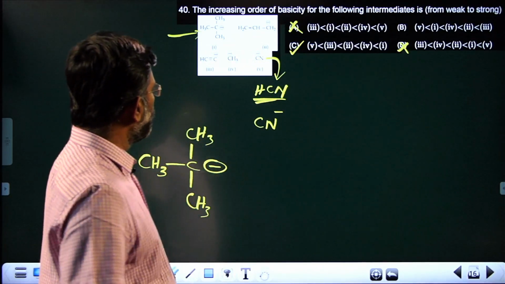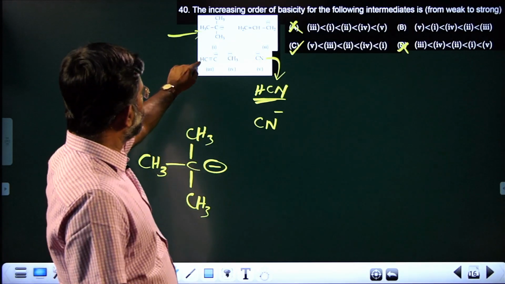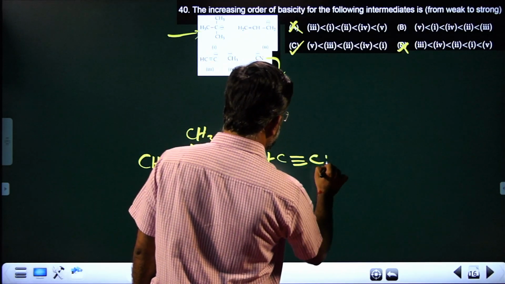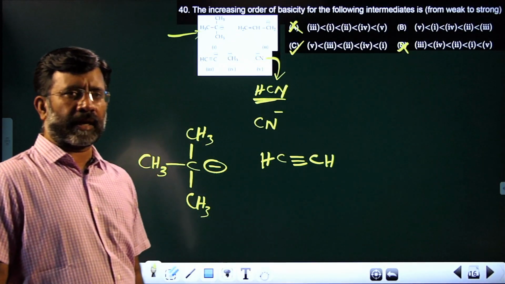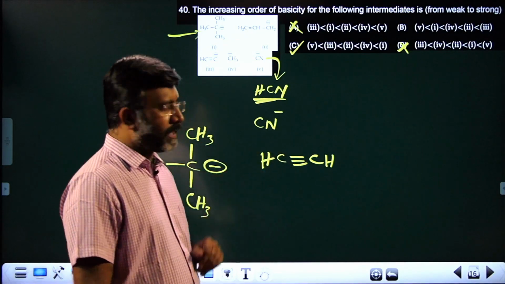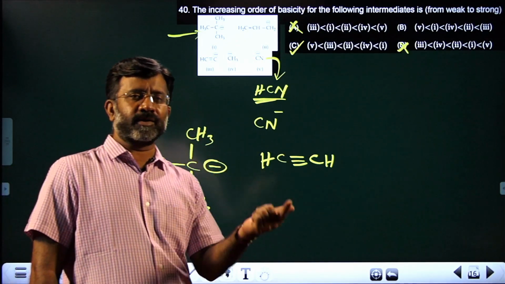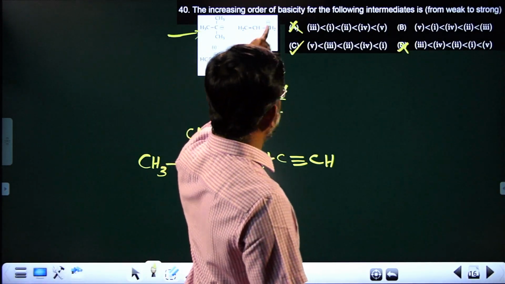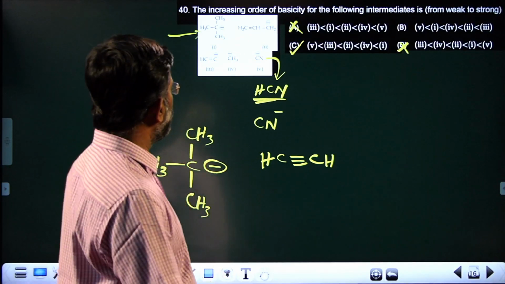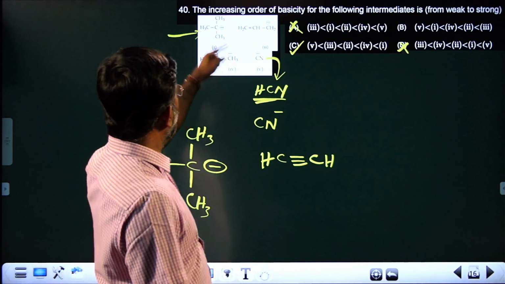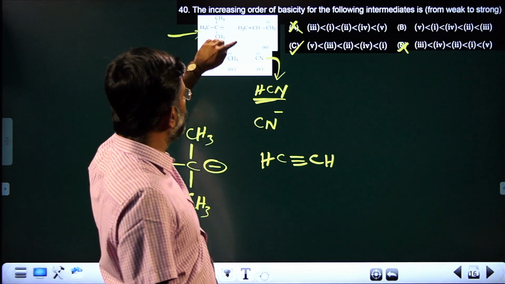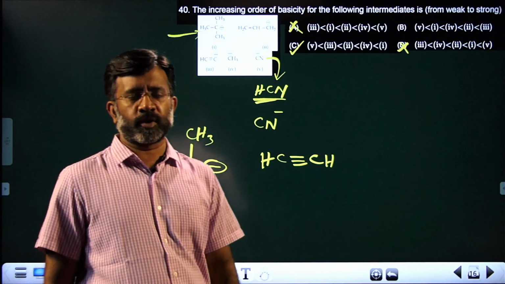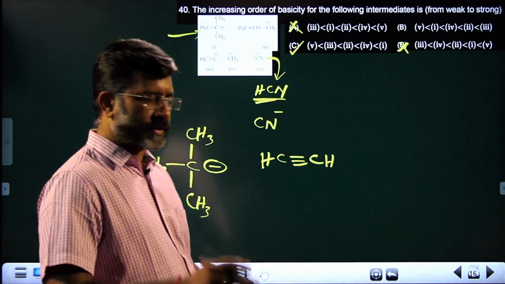And what is the order? 5 minimum, next is 3. As we know, HC triple bond CH has a reasonable acidic character, but after this, this will be a stronger acid, which means the conjugate base will be weaker. Then after 3, comes 2. This is allylic, and allylic is stable. Then comes 4, and this comes maximum. When you compare this and this, it's quite easy to compare. So the answer is option C. Next.